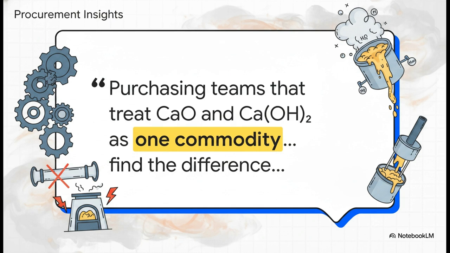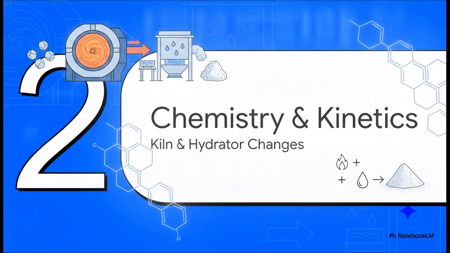When you're managing an electric arc furnace or a massive municipal water treatment plant, a blocked lance or a runaway thermal reaction, that's not just a minor hiccup. That is a full-stop production disaster. This is exactly what happens in the real world when you treat a complex chemical purchase like a generic bulk order. Section 2. Chemistry and kinetics.